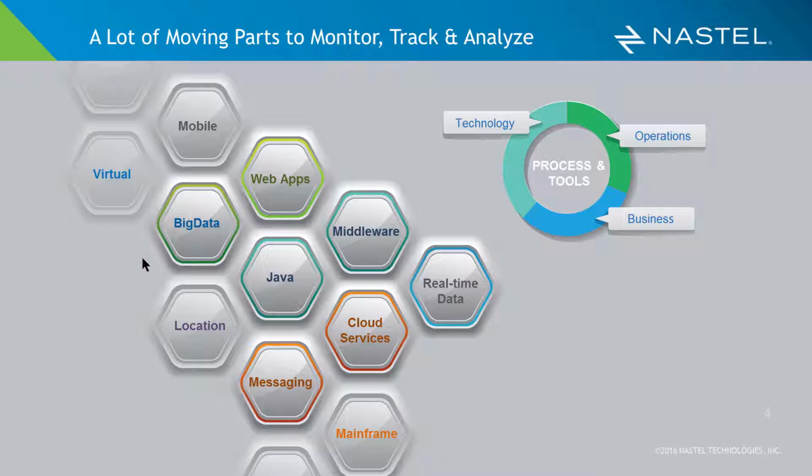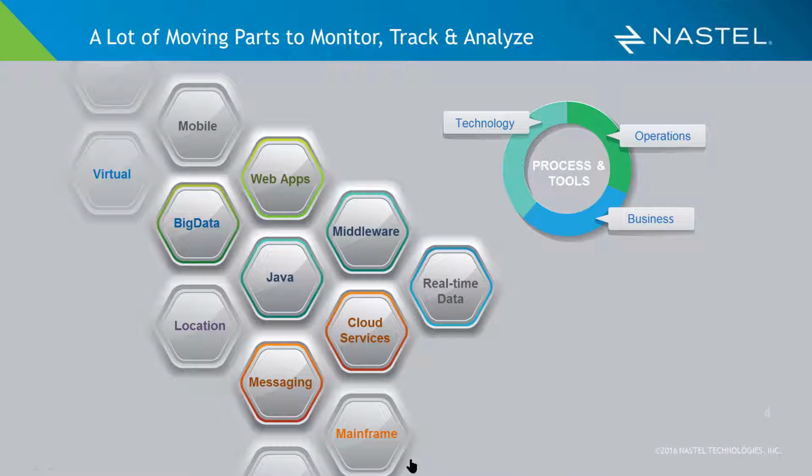But that changed. Now things can be in different locations, different geolocations with different rules. We've got messaging connecting it, both cloud messaging and traditional middleware messaging on premises. We've got cloud services, and we've got this thing called big data. This could be data in motion, real-time data with a limited lifespan of its value, or this could be data at rest, historical data. Lots of moving parts.